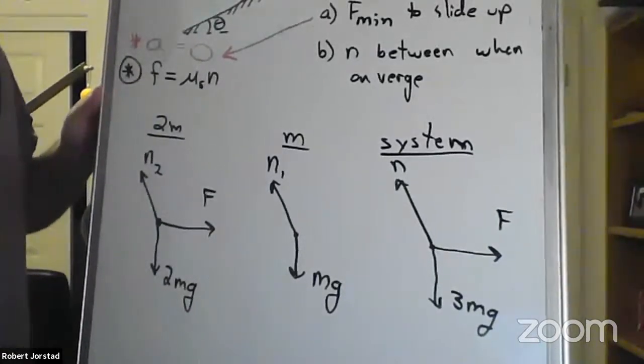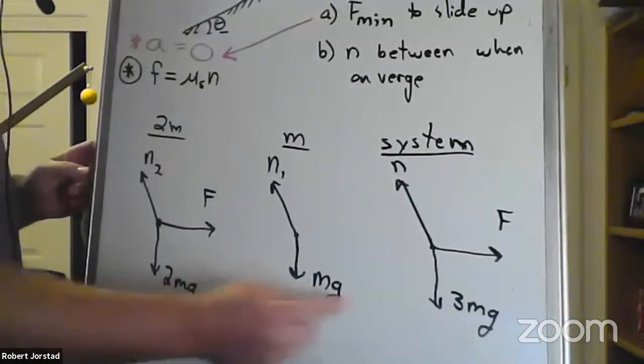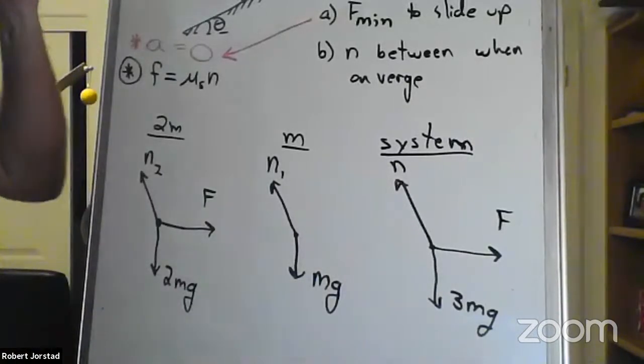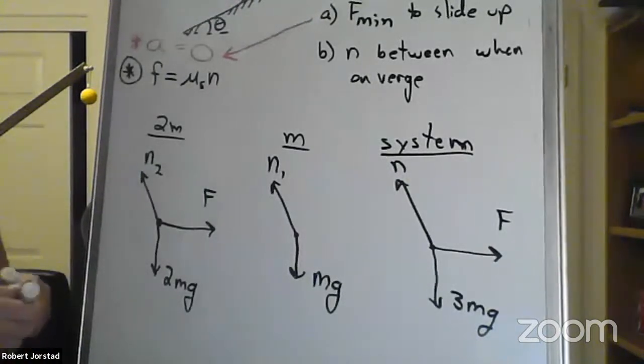Make sure you check your masses here: 2M on the 2M FBD, M here, and 3M. And I'm missing some forces here. What's a force that I'm missing on 2M? Friction. Which way is friction? It would be pointing down the ramp.